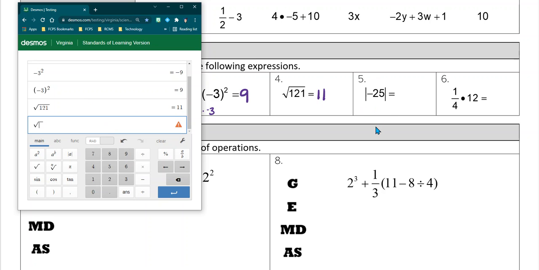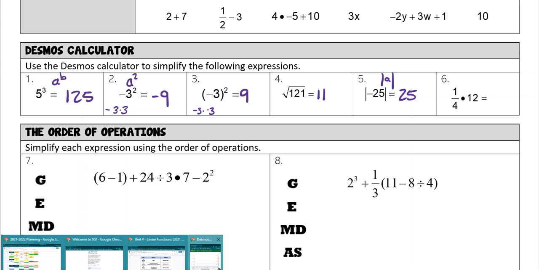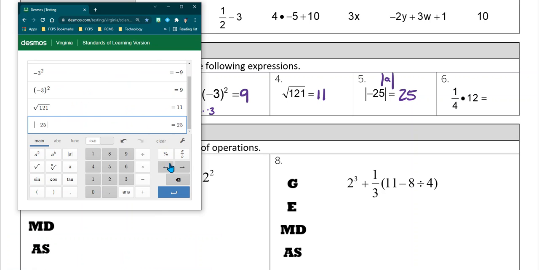Next, we have the absolute value of -25. So we are going to use the absolute value button and then type in -25, and we get our answer of 25. So we know what that answer is going to be because we know how to do absolute value, but the calculator is a nice backup.